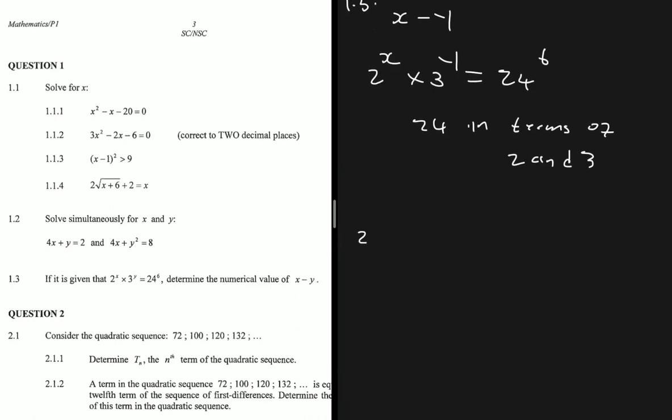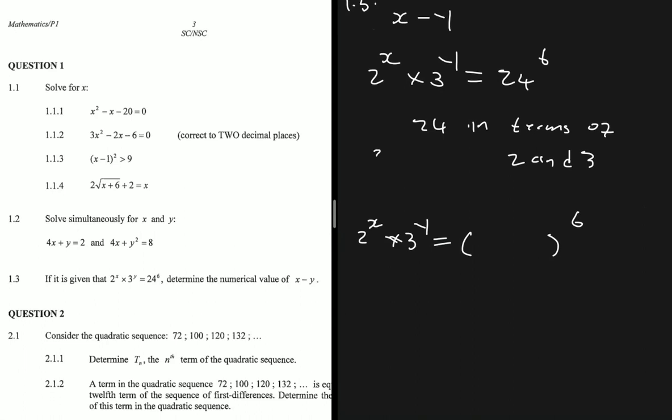So we're going to have 2 to the power x multiplied by 3 to the power y. Why do we want to write it in terms of 2 and 3? So that we can drop the bases and then equate the exponents and then we can find x and y. We're supposed to write 24 because we have 6 there. So we're just going to equate 6 to, however, we're going to write the 24 in terms of 2 and 3. So this equals, let me just open brackets, to the power 6.